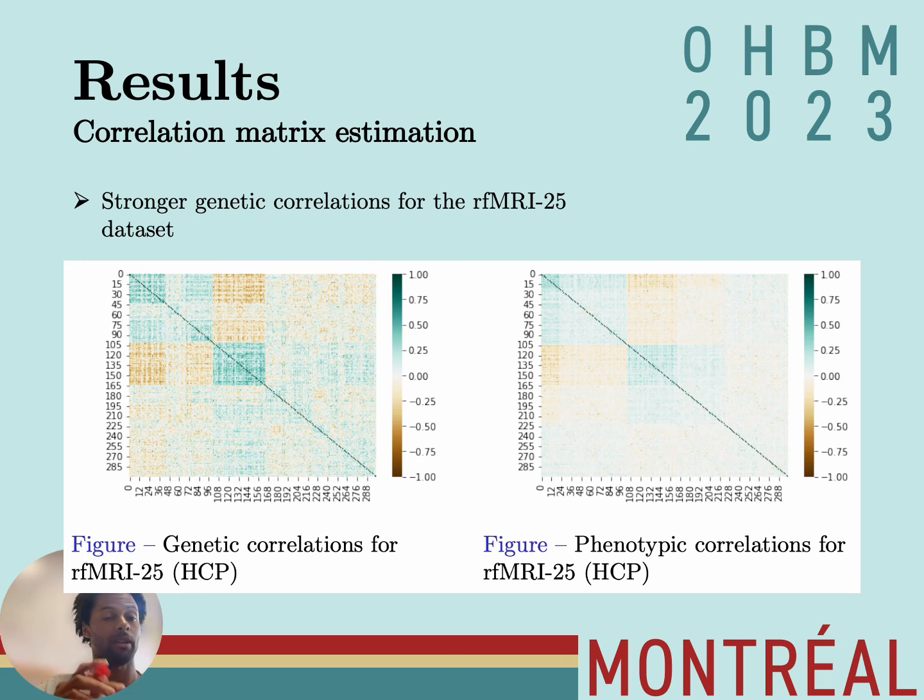Now our method allows us to estimate efficiently the genetic covariance matrix and the environmental covariance matrix, and from these 2 matrices we can build the phenotypic covariance matrix, so the total covariance matrix, by just summing the 2 estimated matrices. And now we can compare that phenotypic covariance matrix to the genetic covariance matrix. Here what we see is the genetic correlations for RFMRI 25 from HCP compared to the phenotypic correlations, so the total correlations for that same data set. And what we see is that we have the same clusters, so the same patterns in the correlation between phenotypes, but the genetic correlations appear stronger.